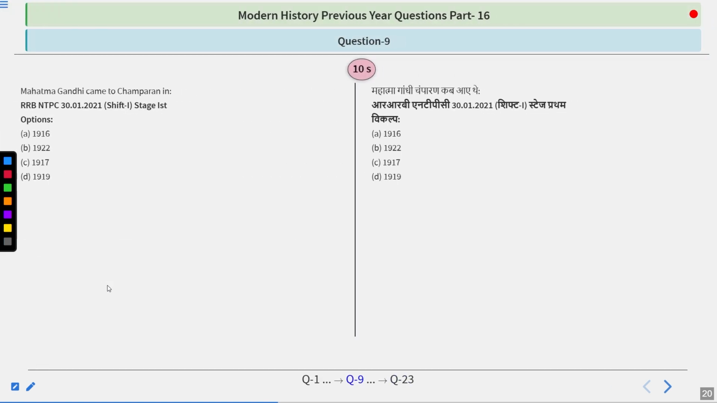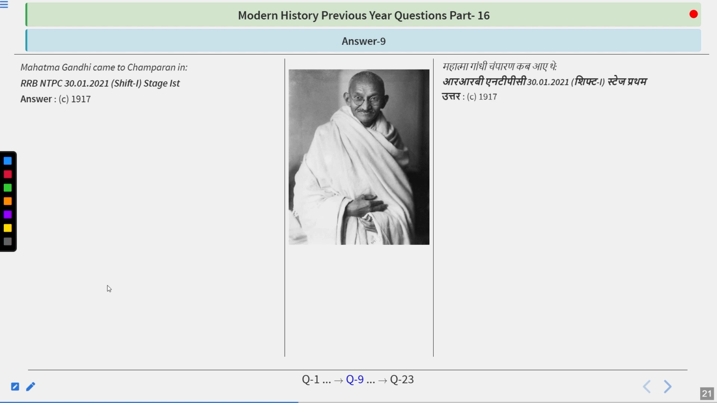Mahatma Gandhi came to Champaran in 1916, 1922, 1917, 1919. Very simple and repeated question because this is a very important question, guys. And I guess the answer is simple because the answer is 1917.